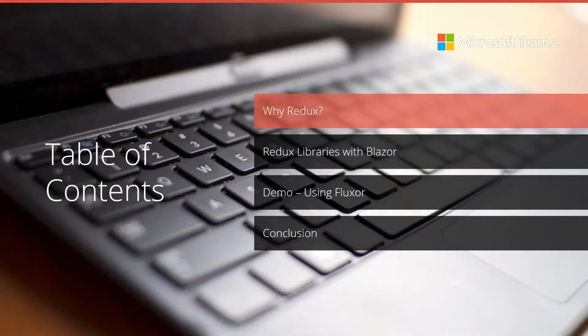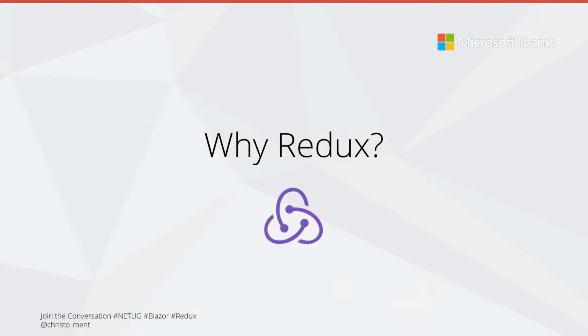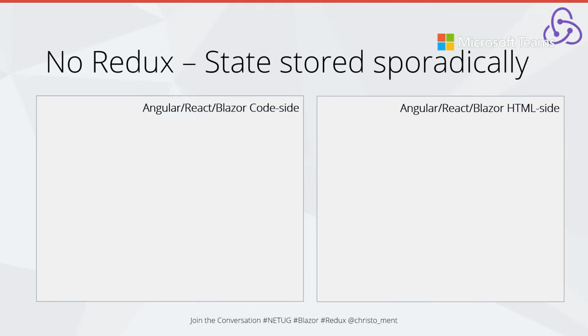All right. I will start off the talk by covering why Redux and what Redux is, basically. Then I'll continue by showing a couple of nice Redux libraries in Blazor. Then I'll do a little demo of how to use Fluxor in Blazor. Finally, we will close the talk in the conclusion section. All right, so why Redux?